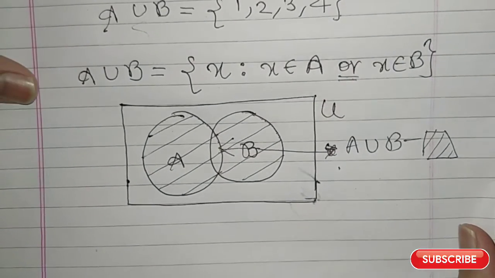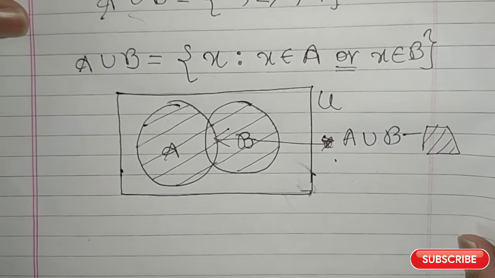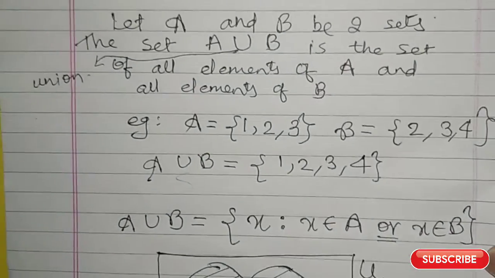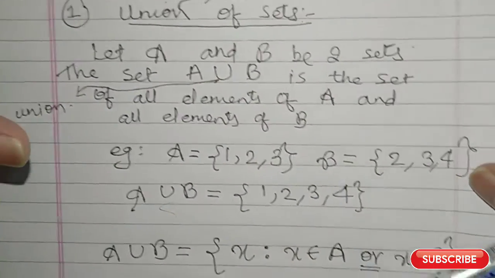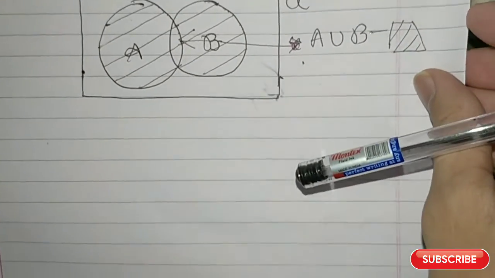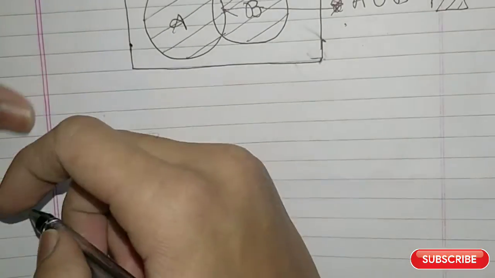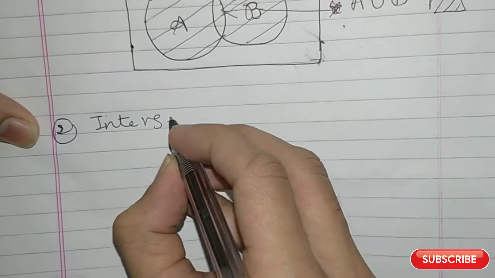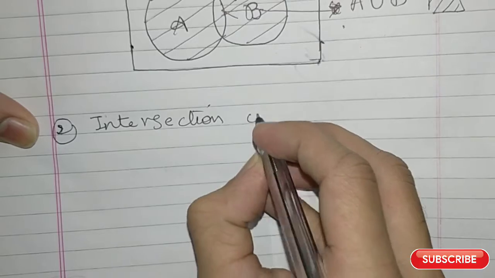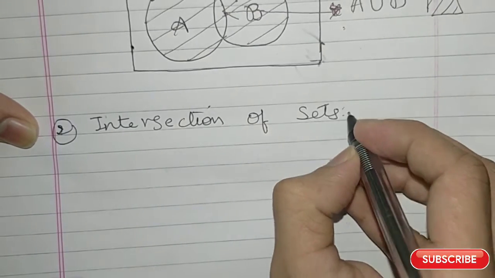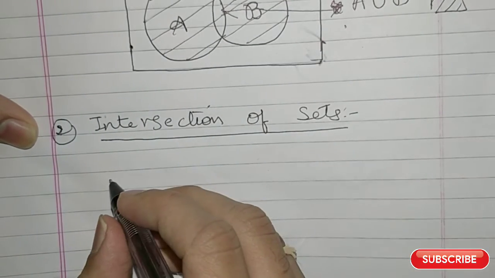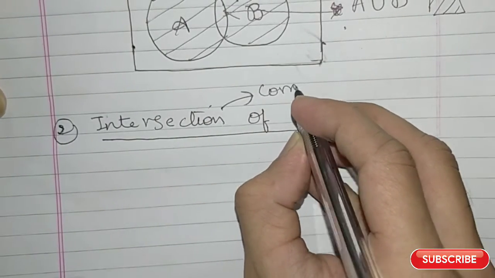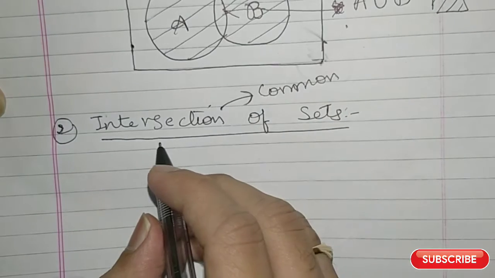Right? Now let us go to the second operation. So this was the union, the union of the sets, that was the first operation. Now let us go to the second operation, which is nothing but the intersection of sets. Now what do you mean by intersection of sets? Intersection means common.